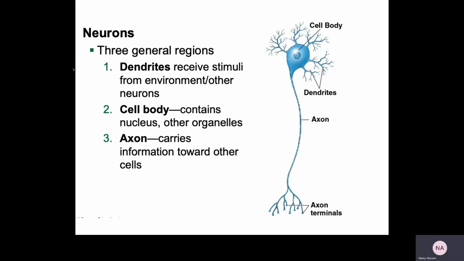At the distal end, you will see those little bulb-like structures, which can be called multiple things. Axon terminals, synaptic end knobs, synaptic end bulbs, among others. We'll talk more about those.